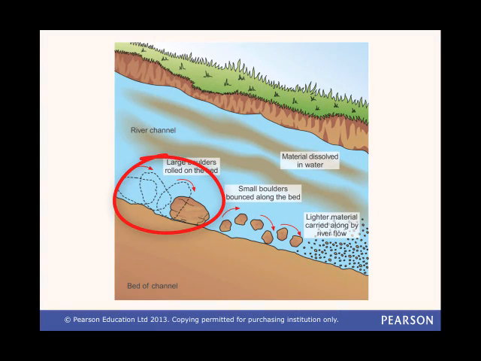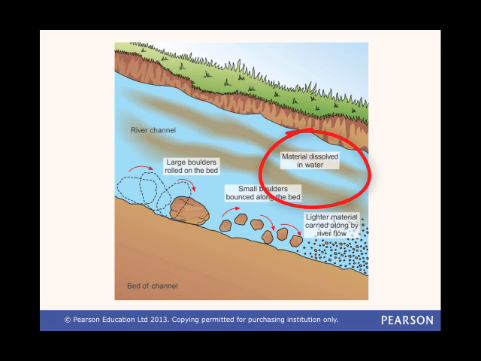Traction is when large boulders are rolled along the riverbed. Saltation is when small boulders and rocks are bounced along the riverbed. Suspension is when lighter, smaller bits of rock and soil are carried along in the flow of the river. Solution is when material is dissolved in the water and carried along with it.